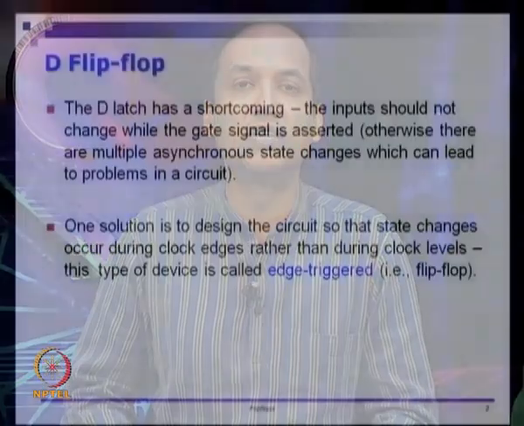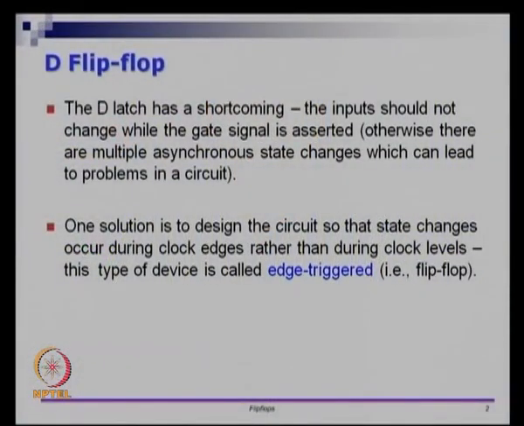The first thing we will start with is what is called a D flip flop. We saw that the D latch has a shortcoming. The input should not change while the gate signal is asserted. Otherwise, there are multiple events which can change, and you may not have a reference point with respect to the clock for that. Once the enable signal comes in, we do not want changes in D to go to Q. If we want to prohibit changes in D from going to Q, then the latch is not enough.